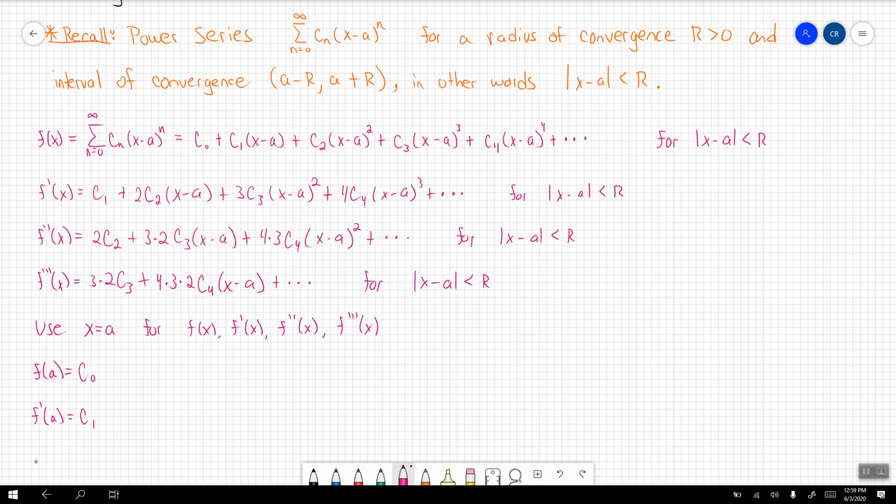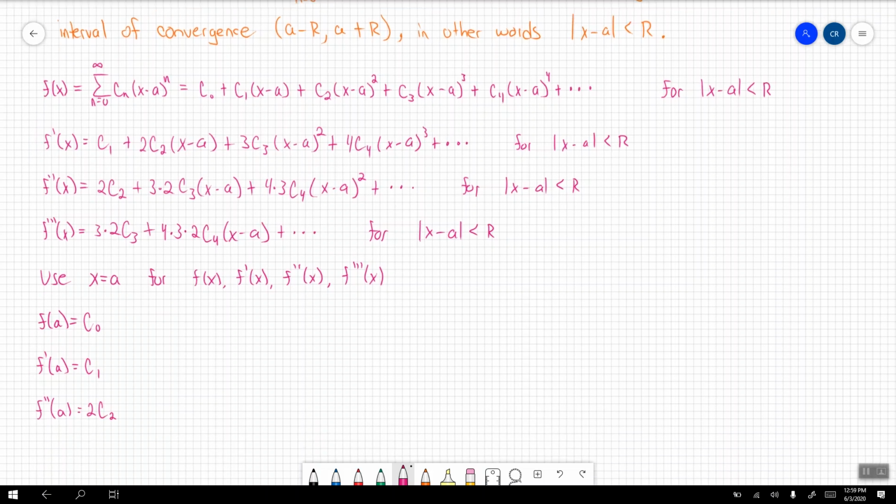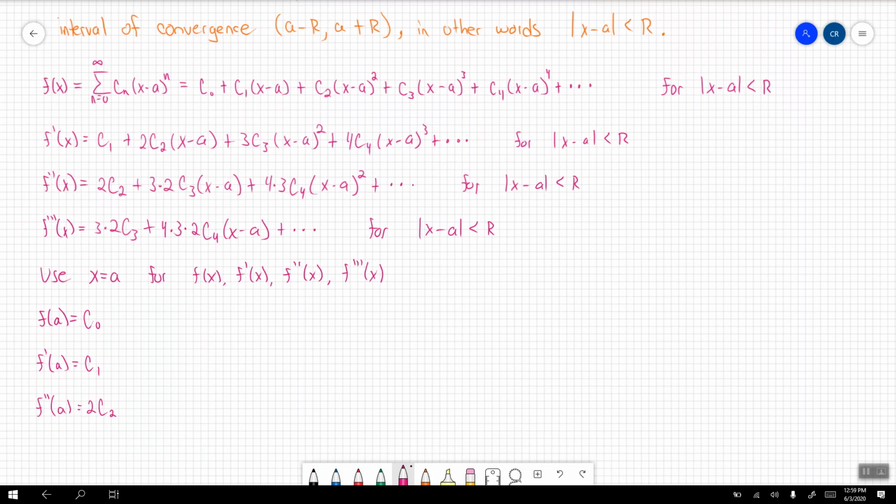Let's look at my next one. F double prime at a. So f double prime at a now, again, substituting in a values, well, the second term cancels, the third term cancels, so on and so forth, which means we only get the constant term of 2 times c sub 2. Alright, looking pretty good. Let's look at one more.